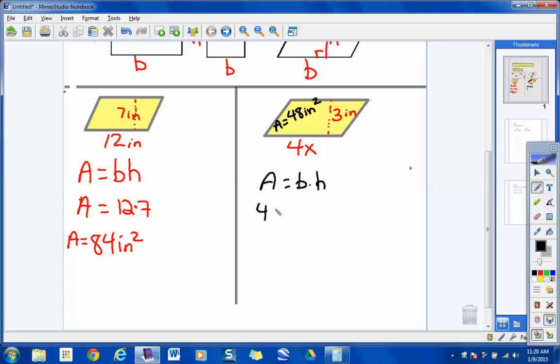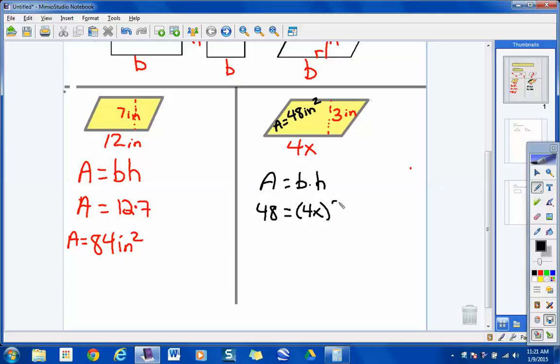How about your base length? What are you going to put in for your base? 4x. Now anytime you have something with variables in it, I always want you to put parentheses around that. So substituting for the base, I'm going to substitute into base length in the drawing of 4x. How about your height? 3.